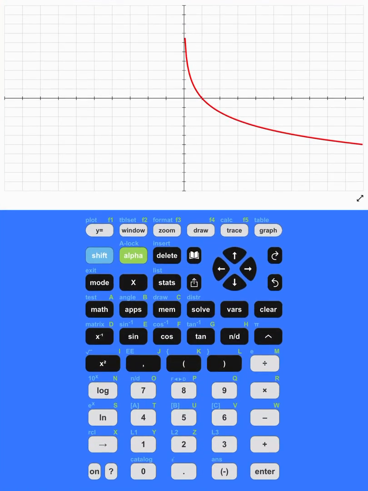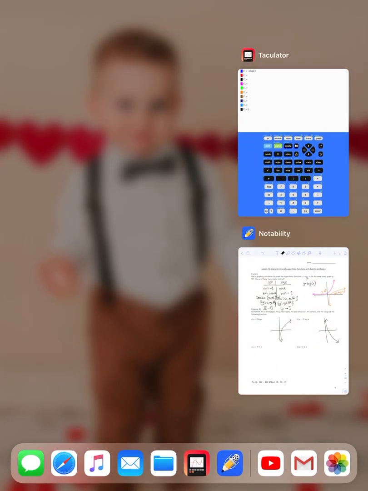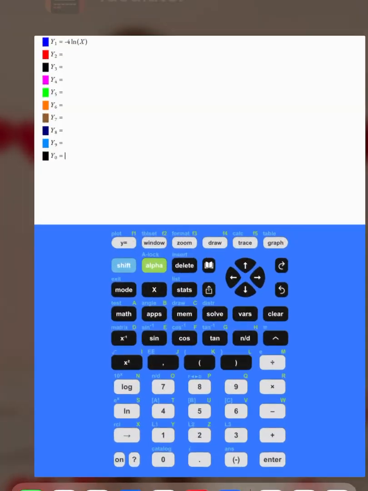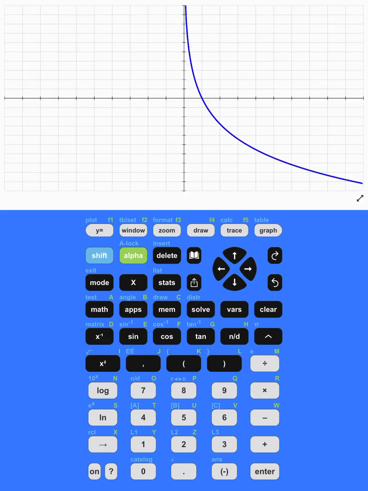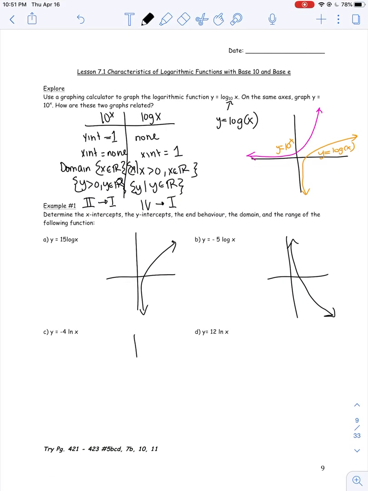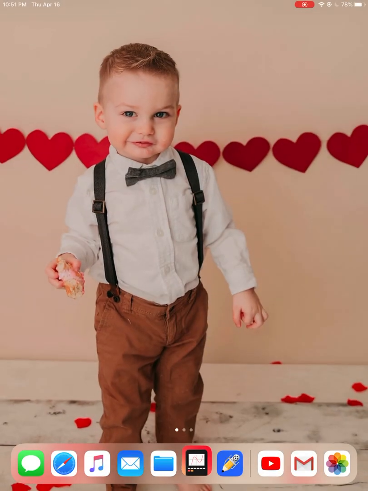-4 ln x, you just have to look for that ln button, so that's the only difference with the next one. So -4 ln x. If you look at your calculator, look for the ln button. It should look like that once you put it in, but it still looks like a decreasing logarithmic function, so that doesn't change. And our last one, 12 ln of x. Graph it, increasing.